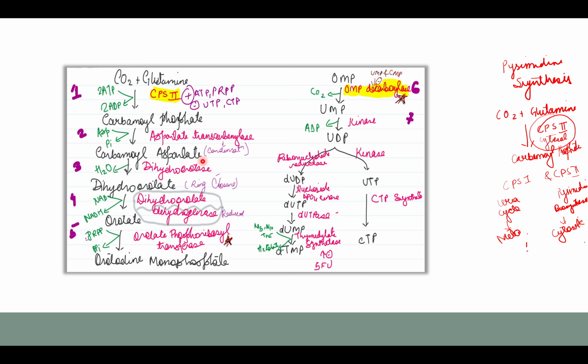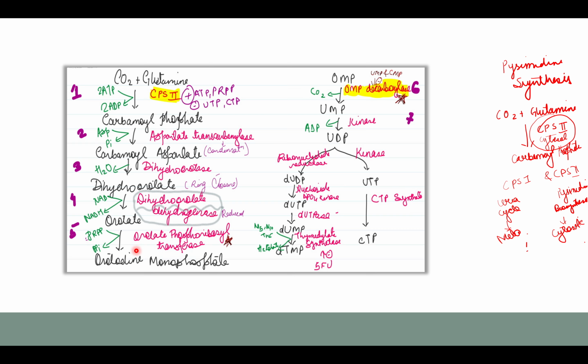This carbamyl aspartate in the presence of the enzyme dihydroorotase forms dihydroorotate. Dihydroorotate gets converted to orotate using the enzyme dihydroorotate dehydrogenase, converting NAD to NADH. These three enzymes, aspartate transcarbamylase, dihydroorotase and dihydroorotate dehydrogenase, are an example of a multifunctional enzyme.